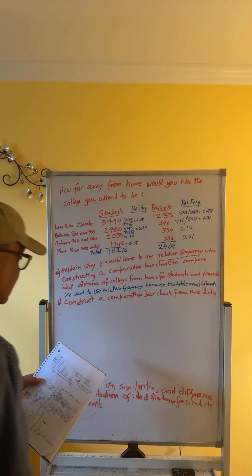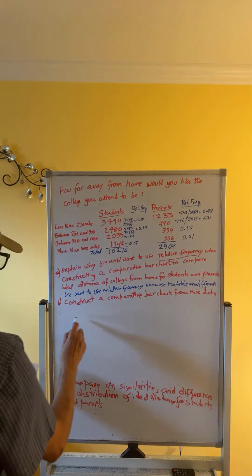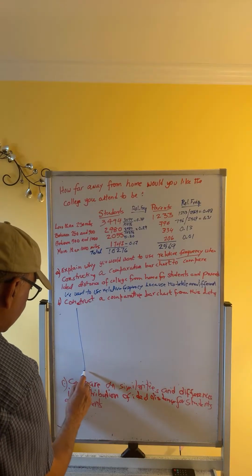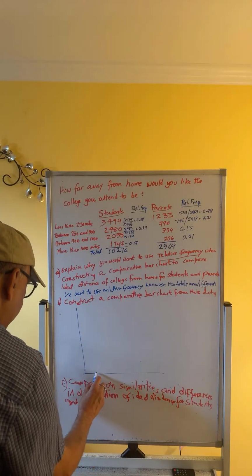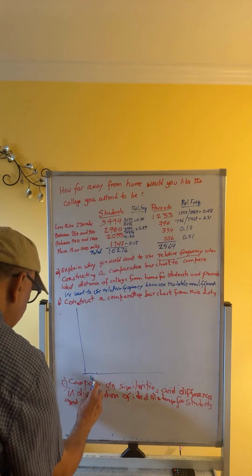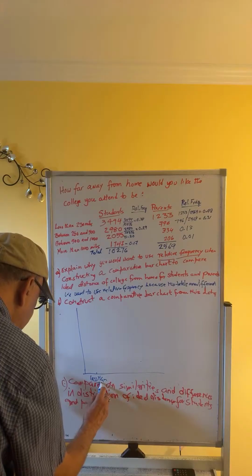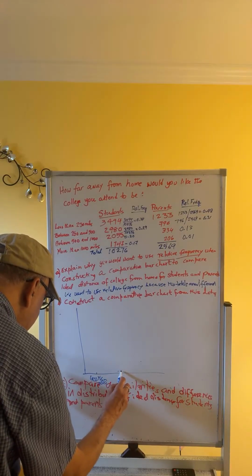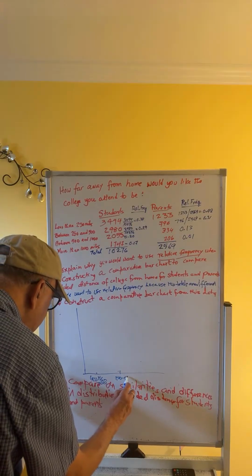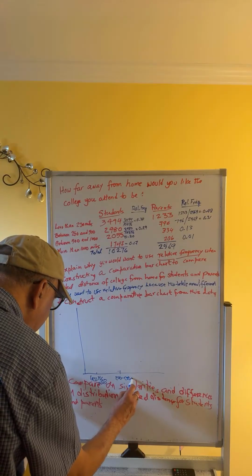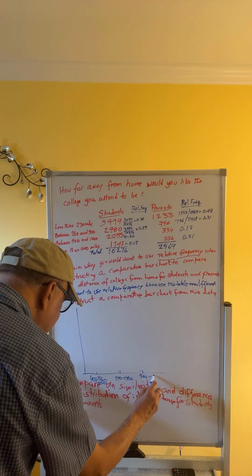Now we have to construct a comparative bar chart for this data. So we will have relative frequency on the vertical axis, and we will have the four categories. The first one is less than 250. Next one will be 250 to less than 500. Next one will be 500 to less than 1000.